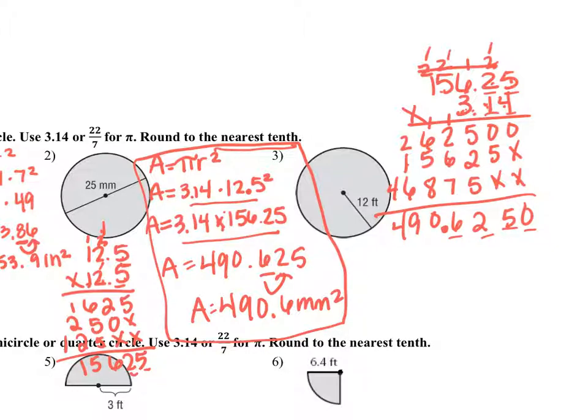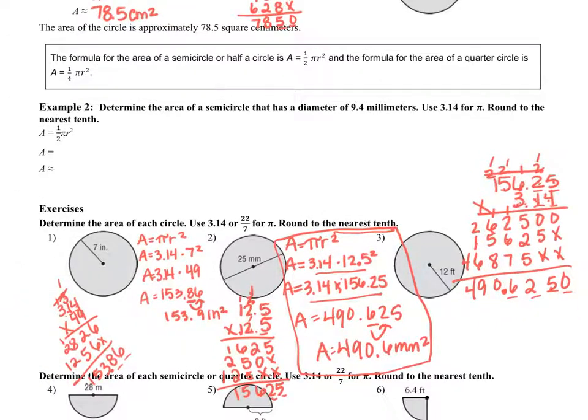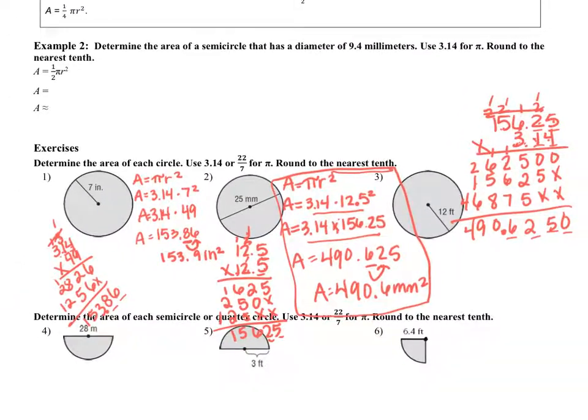Okay, so here's where I'm going to go back to example 2, so I really need you paying attention here. Example 2 says determine the area of a semicircle that has a diameter of 9.4 millimeters. Okay, so I'm going to draw my picture. I'm going to draw me a circle. It says determine the area of a semicircle. What is a semicircle? Half. So I'm going to do half of it.